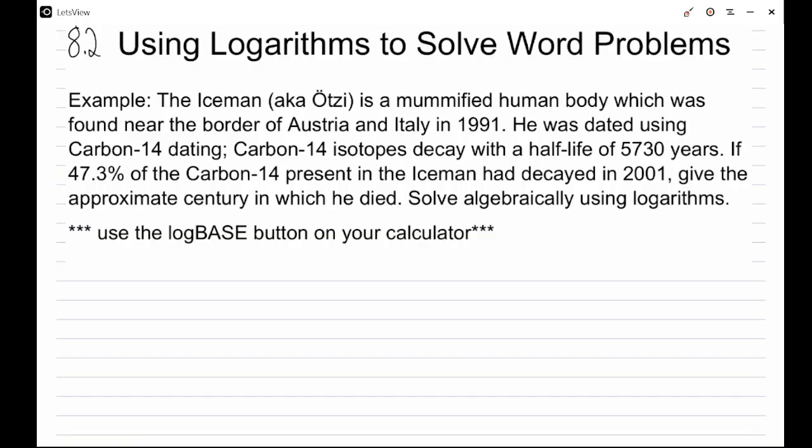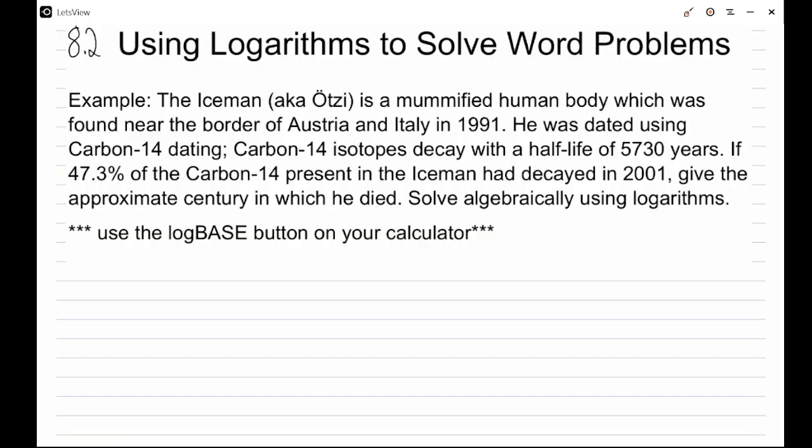And so we're going to solve this question about the Iceman using logarithms this time instead of graphing. We will need to use a graphing calculator or a calculator that has a log base button, as we are going to need something besides a log base 10 to solve this problem. As we go further into the chapter, we'll understand how to do that with any question.